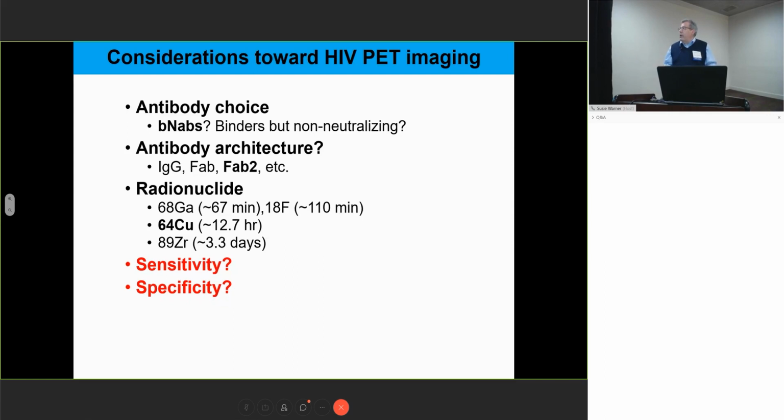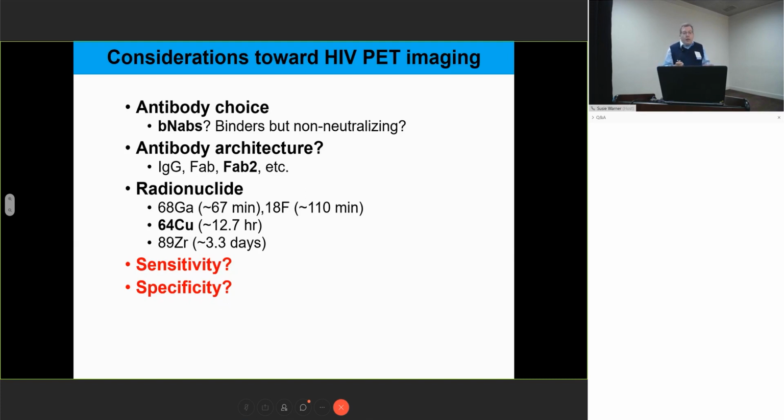What about antibody architecture? Well, whole antibody certainly is available when it comes to bNAbs. You can get large quantities of them. They're being made with GMP quality. So that's a big plus. There's no question. But they circulate a long time. And for imaging, that's not really ideal. And so we're also exploring other architectures like Fab and Fab2, and we'll talk about Fab2 a little bit today.